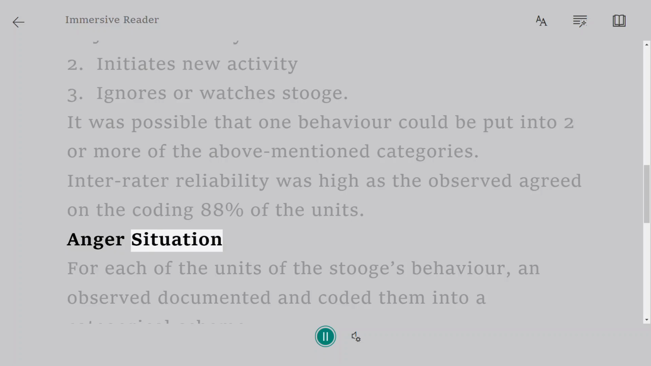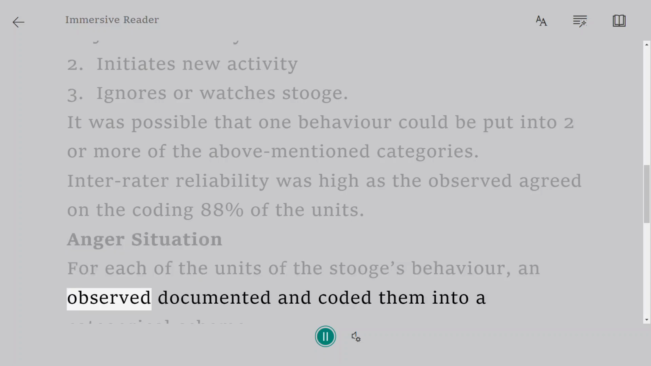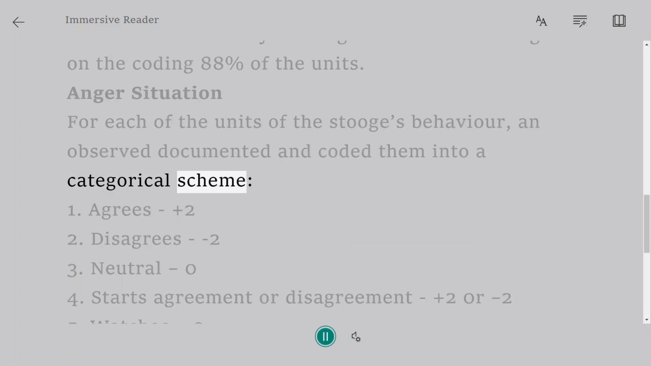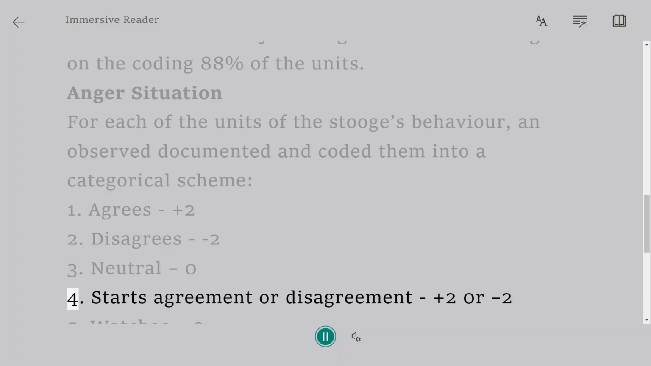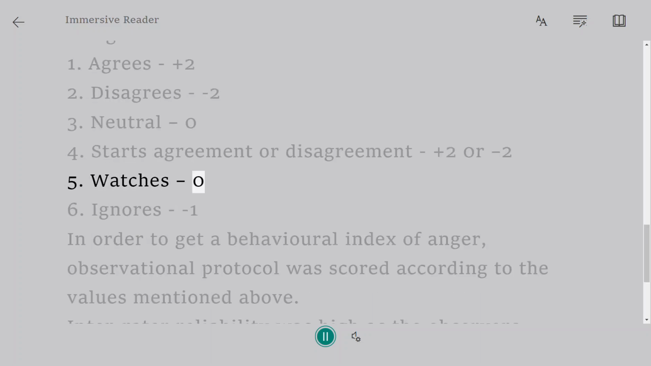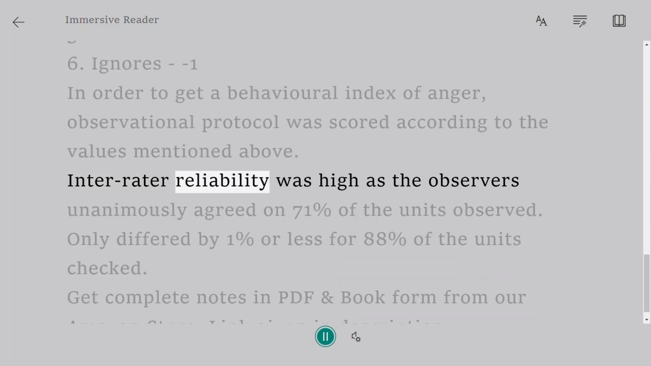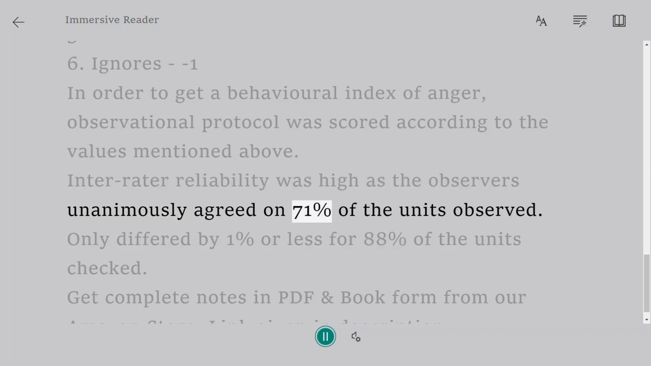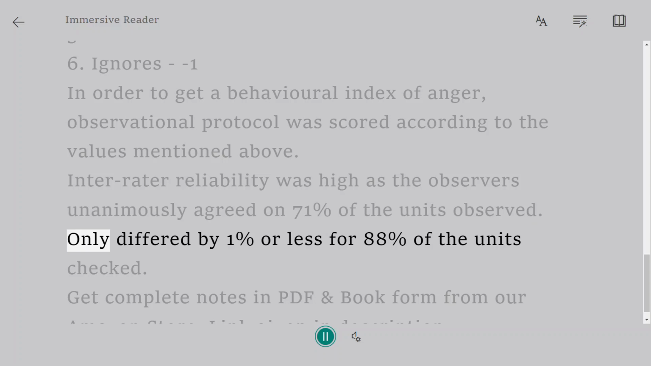Anger situation. For each of the units of the Stooge's behavior, an observer documented and coded them into a categorical scheme. 1. Agrees, plus 2. 2. Disagrees, minus 2. 3. Neutral, 0. 4. Starts agreement or disagreement, plus 2 or minus 2. 5. Watches, 0. 6. Ignores, minus 1. In order to get a behavioral index of anger, the observational protocol was scored according to the values mentioned above. Inter-rater reliability was high as the observers unanimously agreed on 71% of the units observed. They only differed by 1% or less for 88% of the units checked.